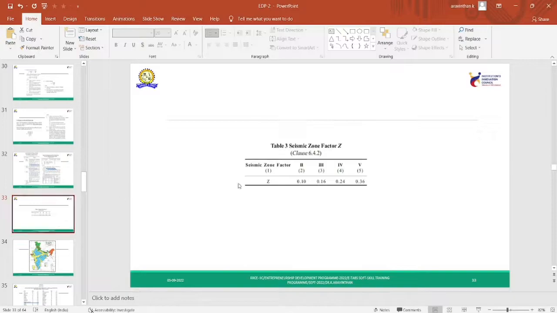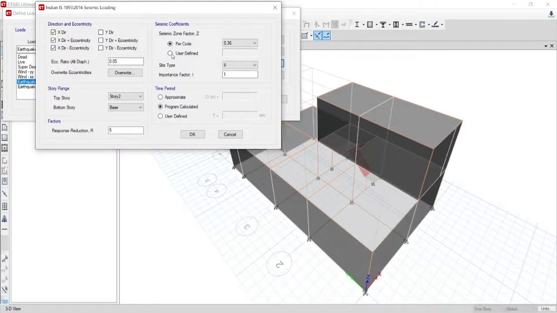Z is called the seismic zone factor. Why are we discussing this here? Here you have Z, called the seismic zone factor. You have to select it as 0.1, 0.16, 0.24 or 0.36. Now, how to find that? You have to check the code book.